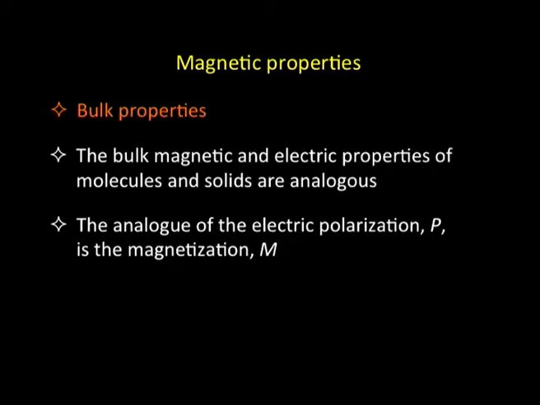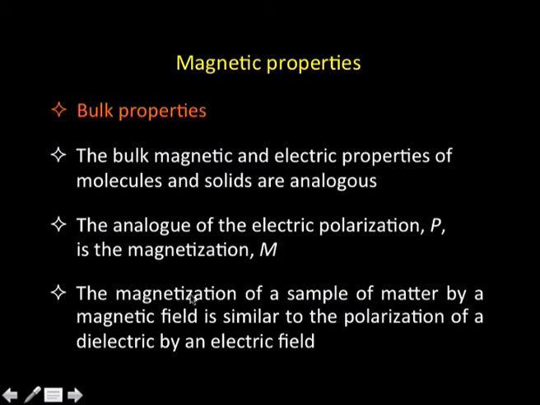What it means is that in case of electrical properties, we saw that there is a polarization P coming into picture. That means we have a material and when you put the material into an electrical field, some kind of a polarization comes into play. That is a consequence of putting the material into an electrical field. Similar to that, if I put my material into a magnetic field, there will be something called a magnetization, and that is given by the symbol M. So, the two run parallel to each other. Further, the magnetization of a sample of matter by a magnetic field is similar to polarization of a dielectric by an electric field. So, that is a re-emphasis of the same statement.